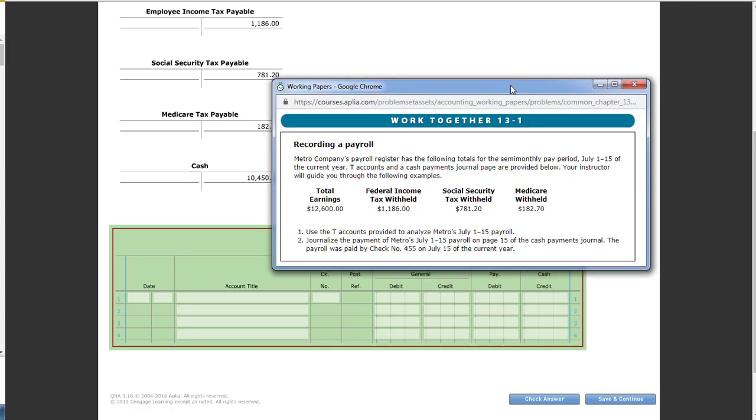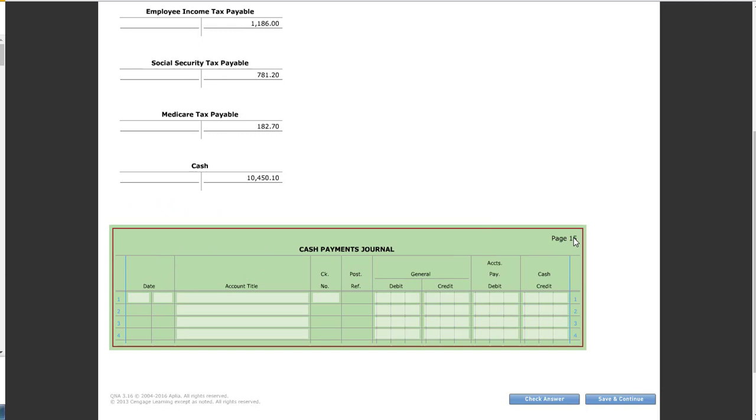So the first thing that I do is I check to make sure my page number's on there. Bam, it is. Now I put my date, July 15th. What account goes first? Make sure you go salary expense, not salaries payable. It's completely different. Check number is 455. Now salary expense is being debited $12,600.